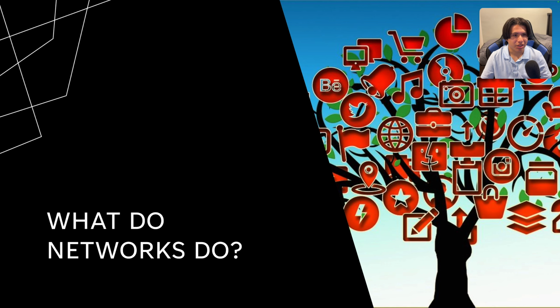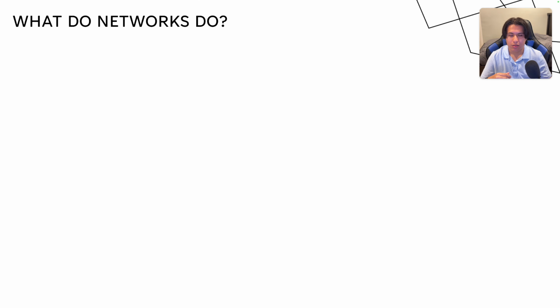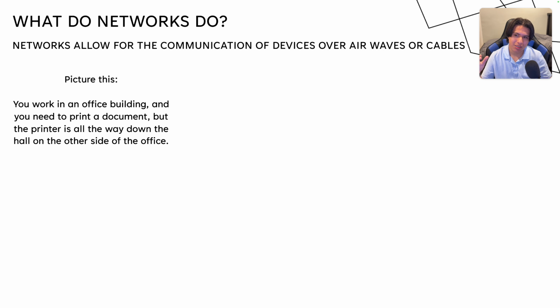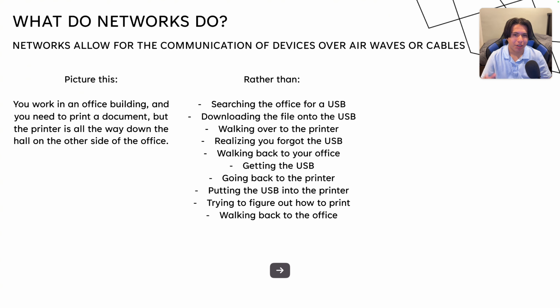So, what do networks actually do? Now that we know a network is a collection of connected devices that communicate with each other, what do they do? Networks allow for communication through airwaves or cables. Now picture this. You work in an office building and you need to print out a document, but the printer is all the way down on the other side of the office. Rather than searching the office for a USB, downloading the file that you want to print onto the USB, walking over to the printer, realizing you forgot to grab the USB, then walking back to your office, getting the USB, going back to the printer, putting the USB into the printer, trying to figure out how to print, and walking back to the office.